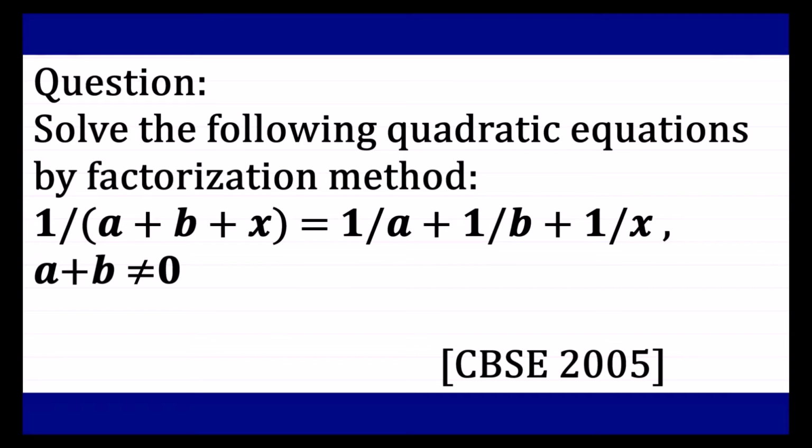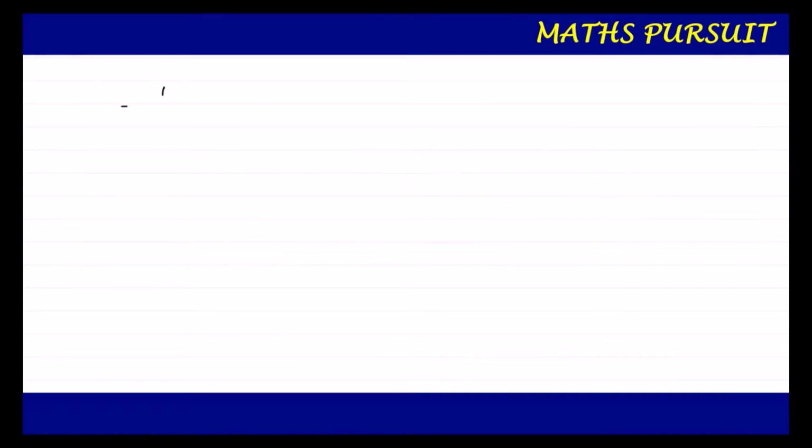It is given that 1 upon a plus b plus x is equal to 1 upon a plus 1 upon b plus 1 upon x, where a plus b is not equal to 0. This is what is being given. Now let us see how we are solving this. Let us bring this 1 upon x to the left side of the equation as our first step. Why am I moving 1 upon x to the left side? Because I want to keep all my x at a particular place.